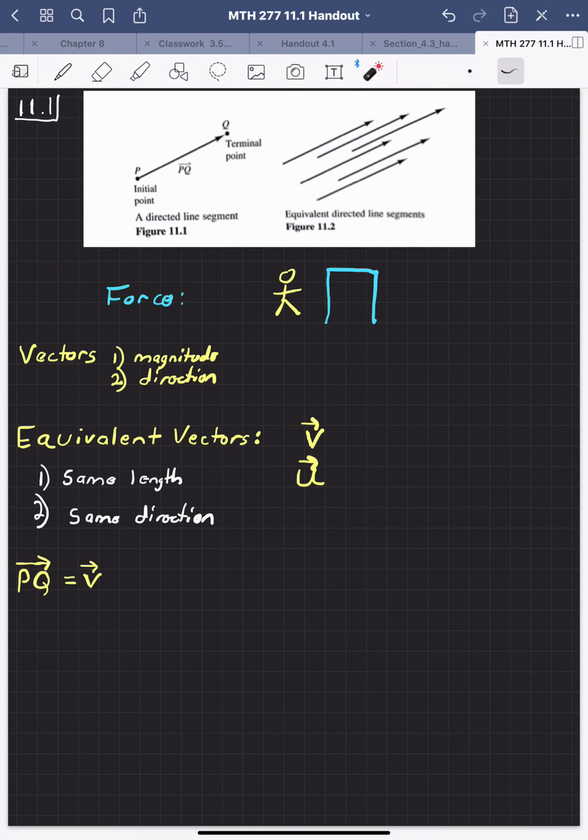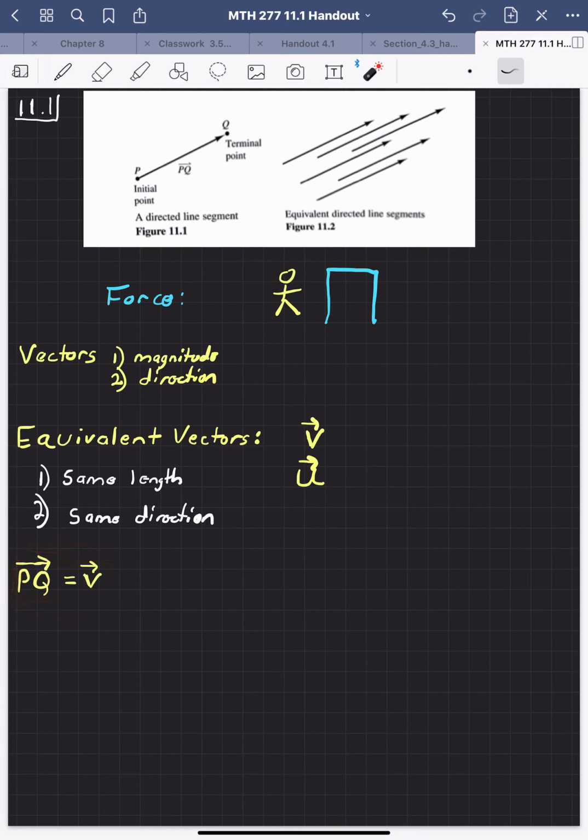So if you follow me here to figure 11.2, notice that each of these vectors drawn here, although they are positioned in this plane in different positions, each of them has the same length and the same direction. And that is the criteria that we need to be able to say that each of these vectors, these directed line segments, are equal to each other. So now, let me get back to my original question. How do we think about directed line segments versus how do we think about vectors?